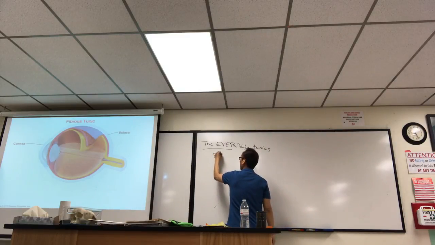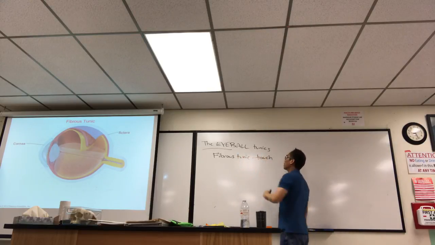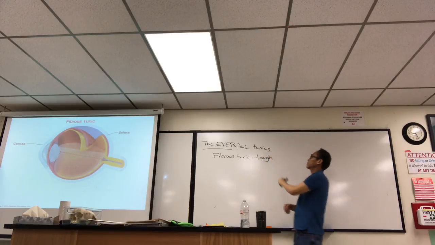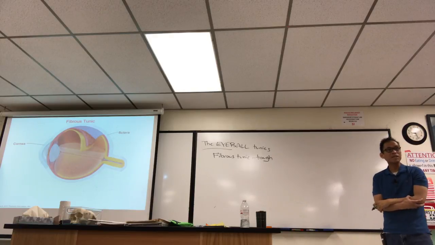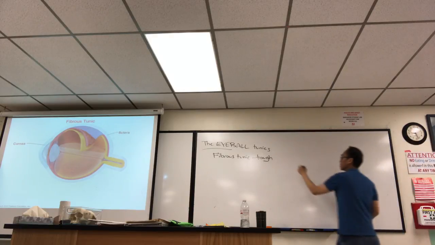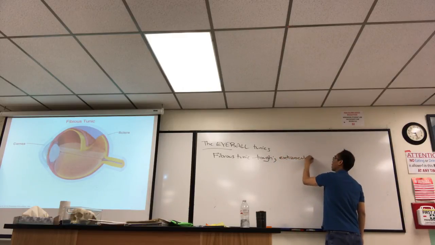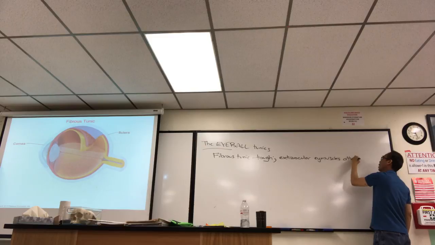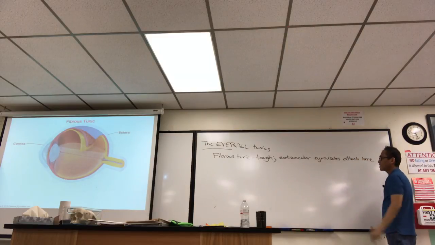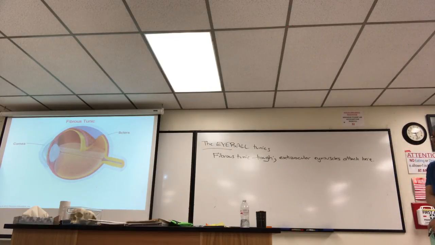Fibrous tunic is tough. It's thick and tough, and it basically provides attachments for the extraocular eye muscles. It's the whites of your eyes, and you're going to have to cut through it with the scalpel, and you'll see how tough it is. Basically, it includes the sclera and the cornea.